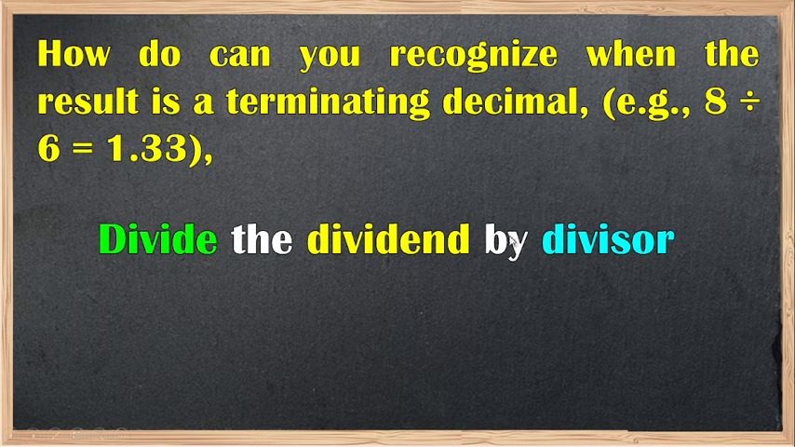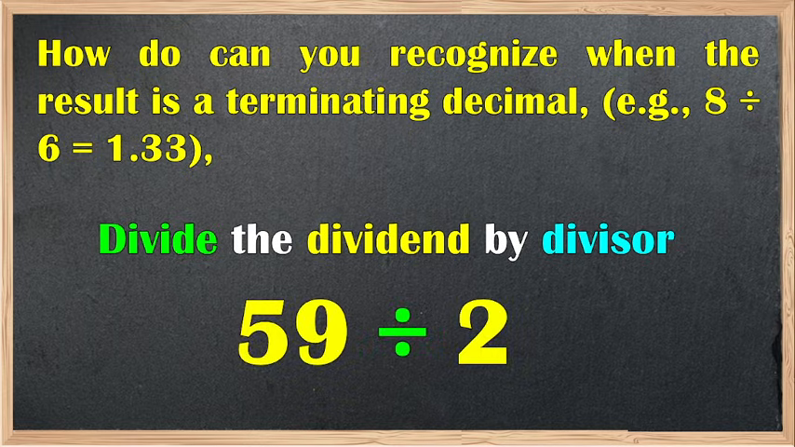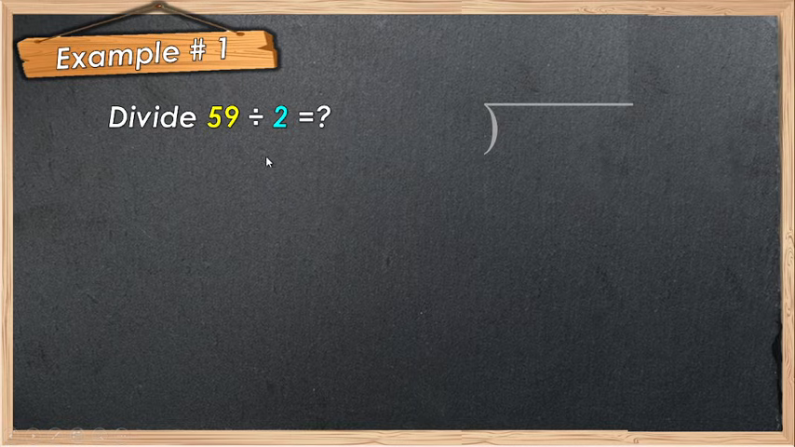So, first thing to do is to divide the dividend and the divisor. Again, you need to divide the dividend and the divisor until you get the 0 and analyze the answer. For example, we have 59 divided by 2. How can you divide this number? Example number 1, we have 59 divided by 2.